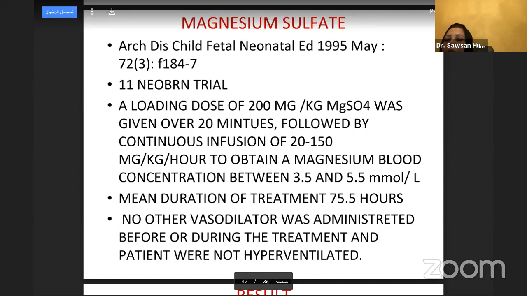We gave a loading dose of 200 milligram per kg of magnesium sulfate over 20 minutes, followed by continuous infusion of 20 to 150 milligram per kg per hour to maintain a magnesium blood concentration between 3.5 and 5.5 millimole per liter. The mean duration of treatment was 75.5 hours. There were no other vasodilators administered before or during the treatment, and the patients were not hyperventilated.